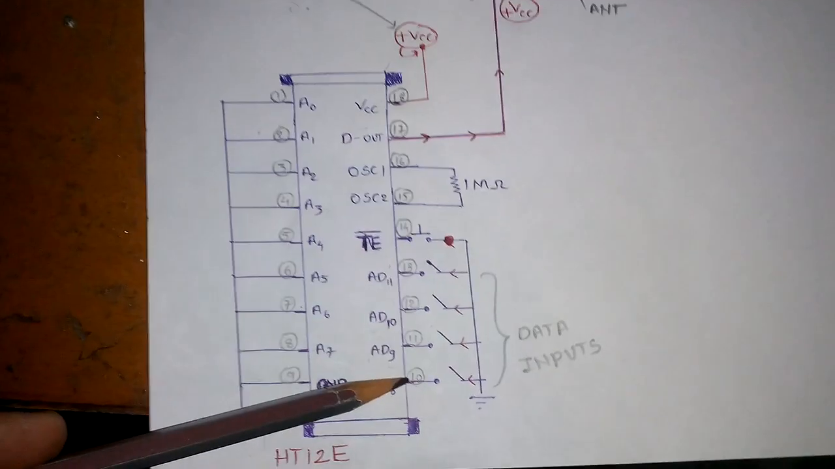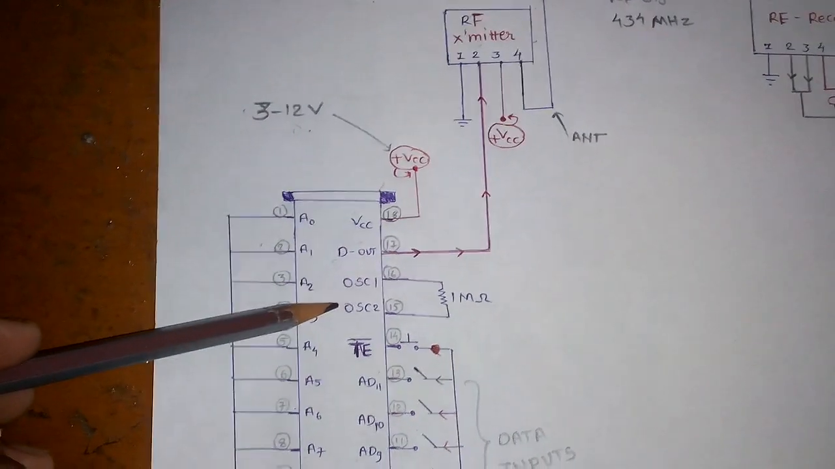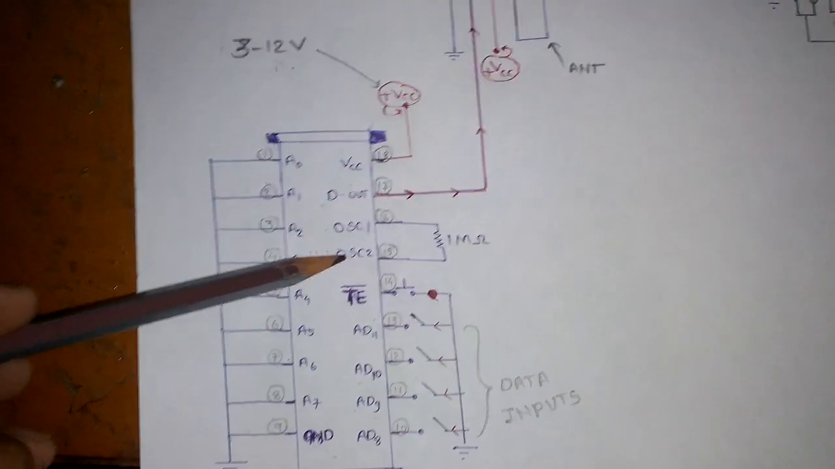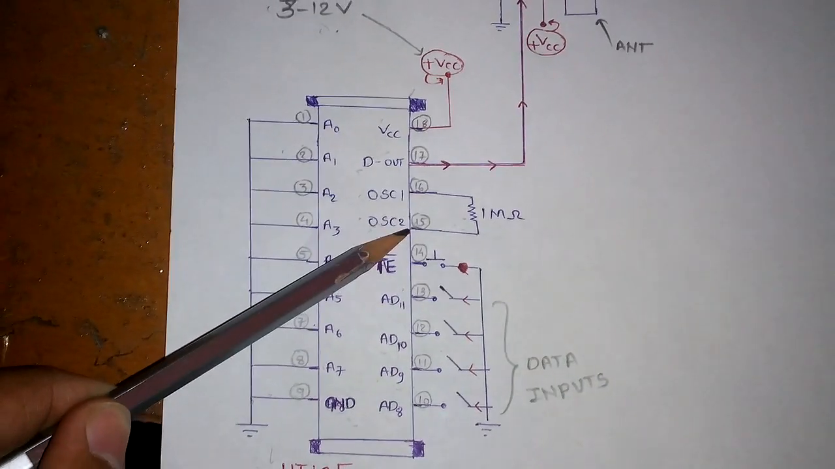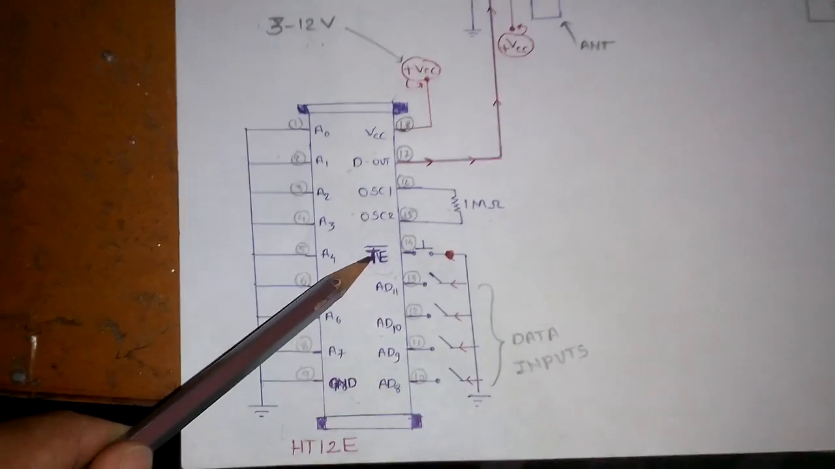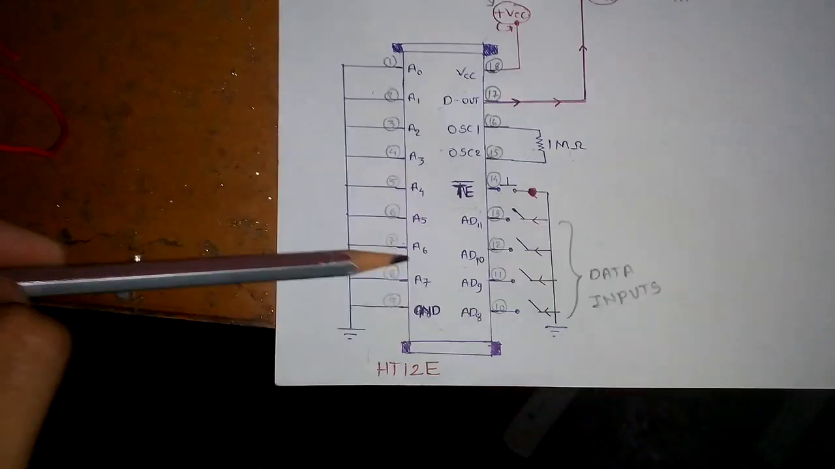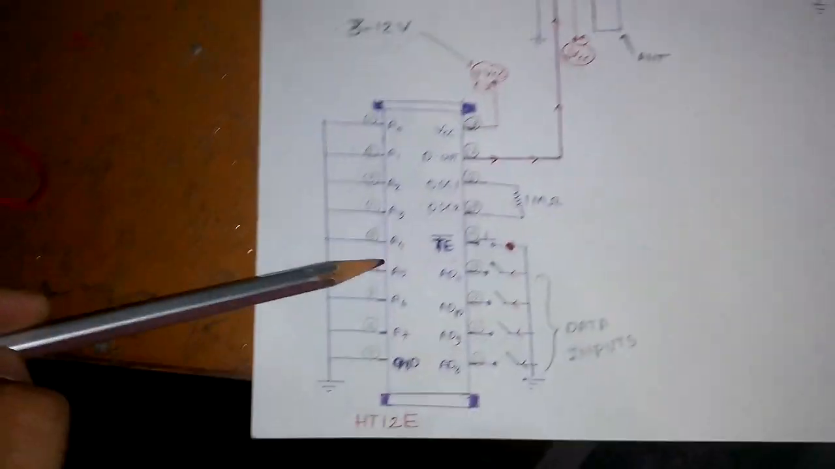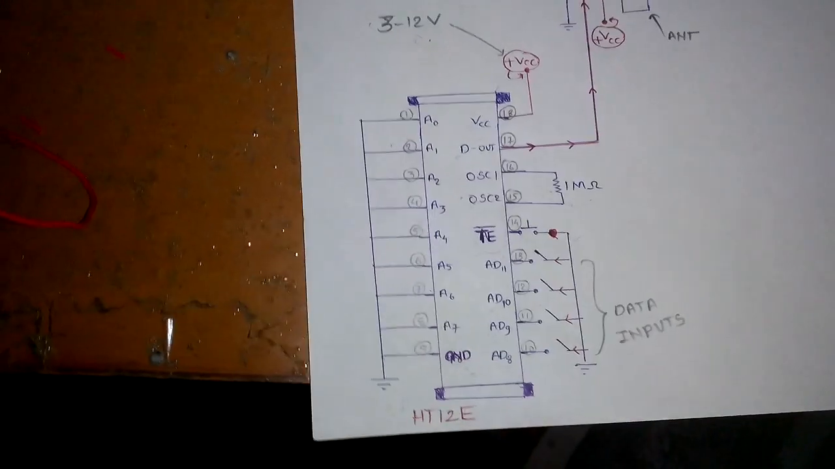Now let's see the second one, D out. From here data will be sent to the RF transmitter. Here is the oscillator. For every circuit we require a reference clock. The oscillator is built in, and we just require a 1 megaohm resistor across it, and a transmission enable pin, which is active low. Because it is active low, we have to ground it whenever we are going to communicate with the RF modules, transmitter and receiver. If we give it a supply instead, then communication cannot occur.